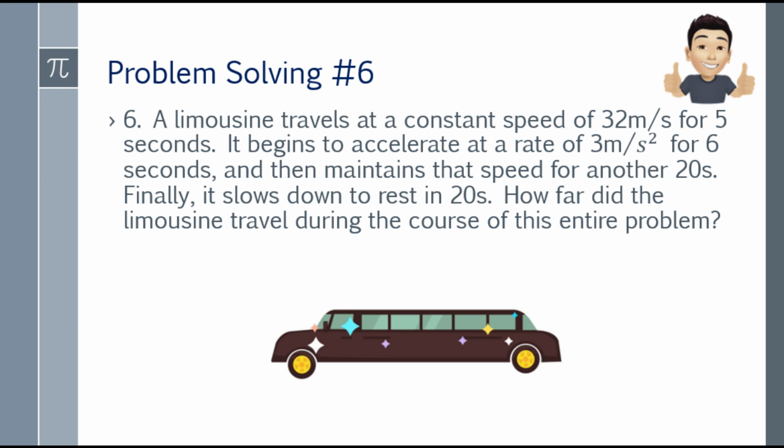Alright, let's go to problem solving number 6. A limousine travels at a constant speed of 32 meters per second for 5 seconds. It begins to accelerate at a rate of 3 meters per second squared for 6 seconds, and then maintains that speed for another 20 seconds. Finally, it slows down to rest in 20 seconds. How far did the limousine travel during the course of this entire problem?